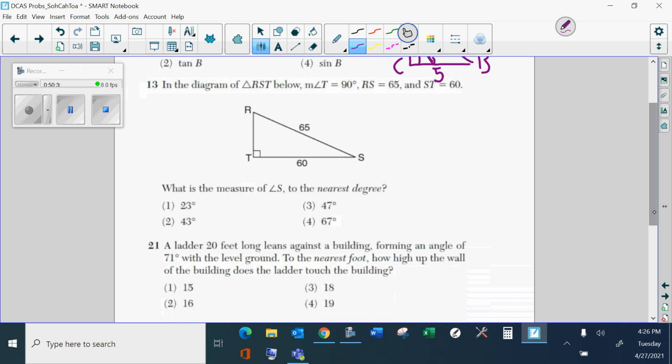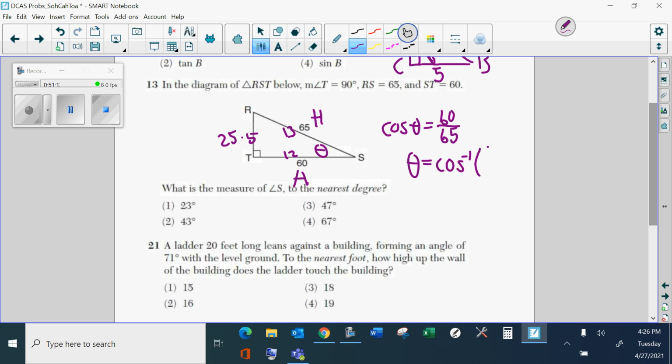In the diagram below, measure of angle T is 90. They have these numbers here. What's the measure of angle S, to the nearest degree? Okay, well, it's going to be adjacent over hypotenuse, so that's cosine. Cosine of theta equals 60 over 65. Now if I recognize this is divided by 5, that's 13, that's 12, so that's a 5, 12, 13 Pythagorean triple multiplied by 5, so this would be 25. Just practicing our Pythagorean triples and finding that other length. Just to keep that fresh in your head.